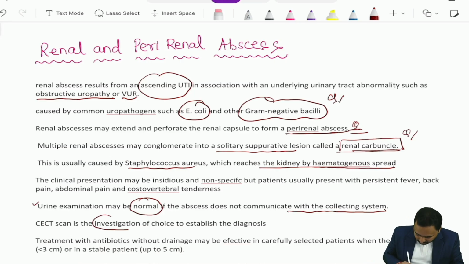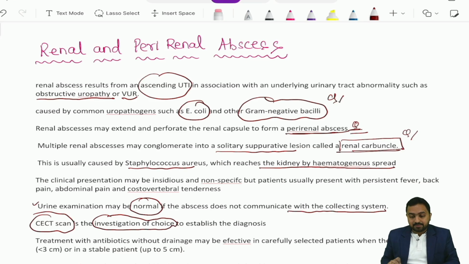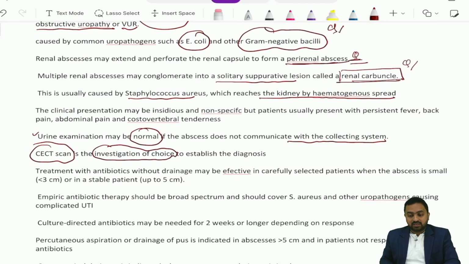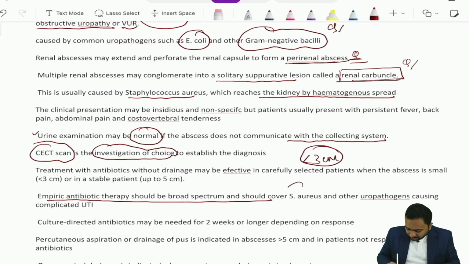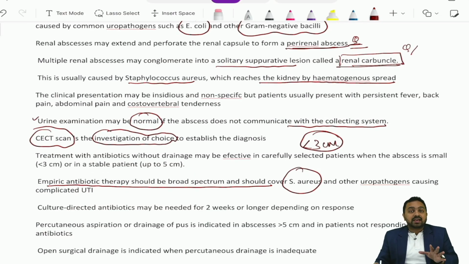The investigation of choice to establish the diagnosis is CECT scan, and treatment with antibiotics without drainage may be effective in specific patients where the abscess is small, that is less than 3 centimeter, and in stable patients with an abscess measuring up to 5 centimeter. The empiric antibiotic therapy should be broad spectrum and cover Staph aureus and uropathogens causing complicated UTI. Culture-directed antibiotics may be needed for at least 2 weeks or longer depending upon the response.